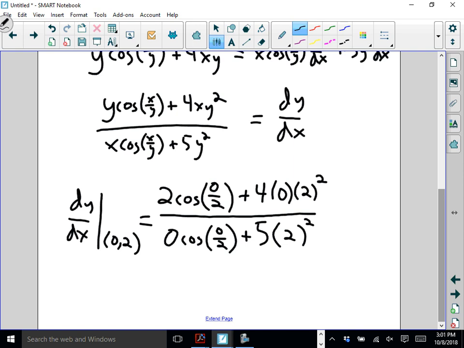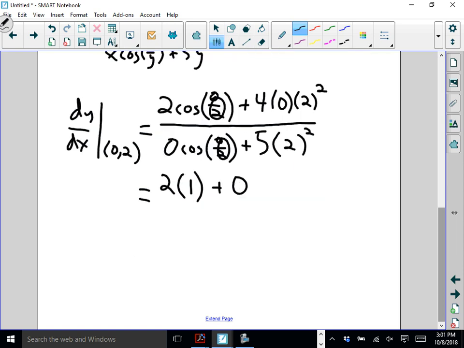Whenever you're evaluating things on the AP test with zeros, just do so very carefully. Multiplying by 0 makes the whole thing 0. But just remember that cosine of 0 is actually the number 1. Okay? These 0 over 2's are both 0, right? So I end up with 2 times 1, cosine of 0 is 1, plus 0. 4 times 0 times 2 squared is 0. All divided by, this whole term here is 0.